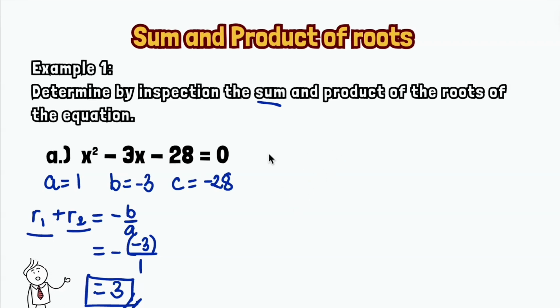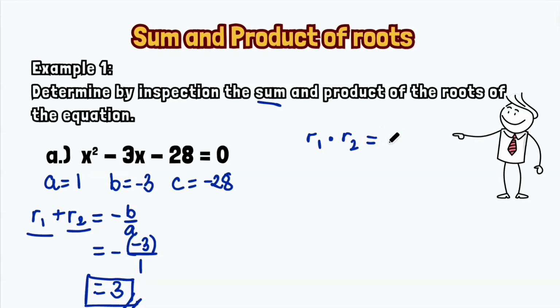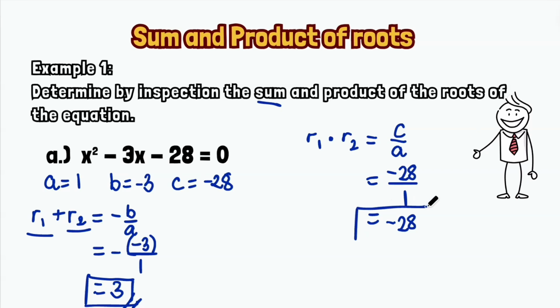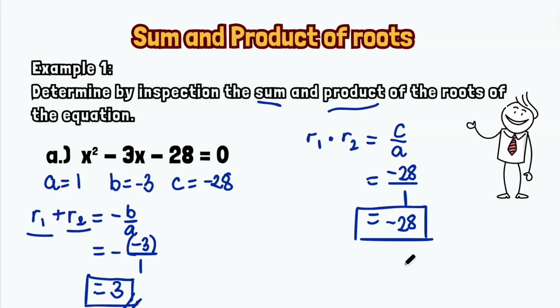Now, we have the roots naman na product. We will use the same information. We have root 1 times root 2. So, root 1 times root 2 is equal to C over A. Our C here is negative 28. So, negative 28, ang lalagay ko dito, over A, that is 1. And when you simplify negative 28 divided by 1, which will give us negative 28, the product of the two roots is negative 28.